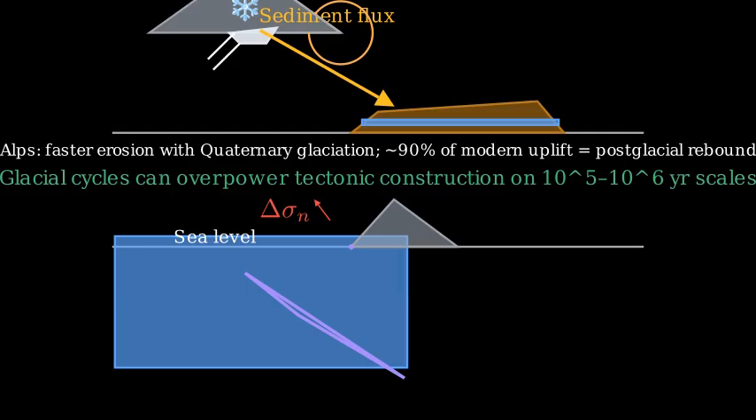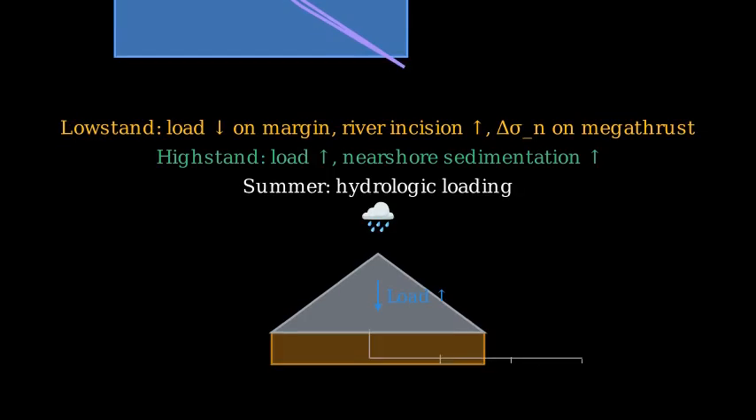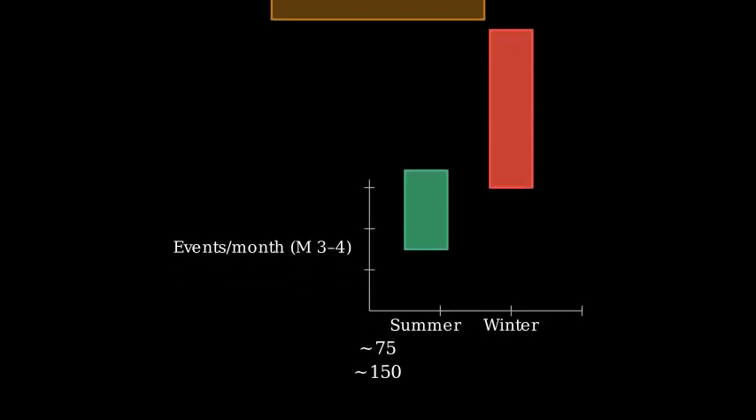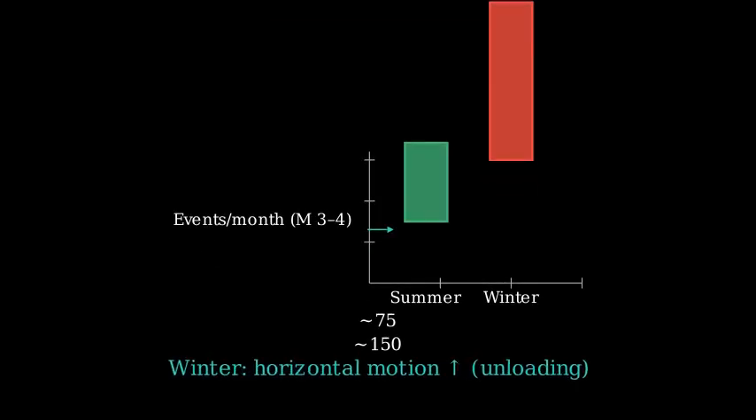On seasonal to yearly scales, surface water mass shifts can modulate small and moderate earthquakes. Consider the Himalaya and the Indian summer monsoon. In summer, rains load the foreland. In winter, unloading occurs as water drains. Observations show roughly twice as many magnitude 3 to 4 events in winter as in summer, about 150 per month in winter versus 75 per month in summer. In parts of Nepal, GPS also shows slightly faster horizontal motion in winter when the hydrologic load is removed.